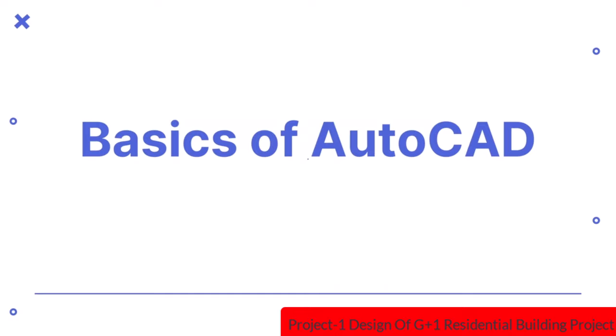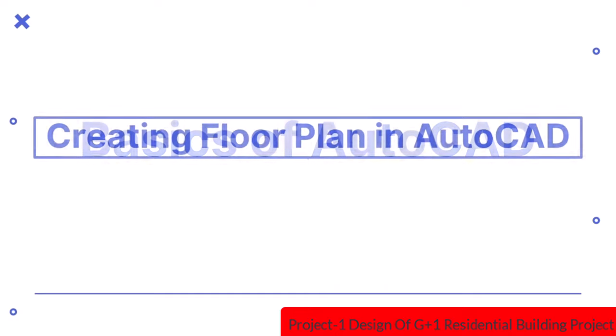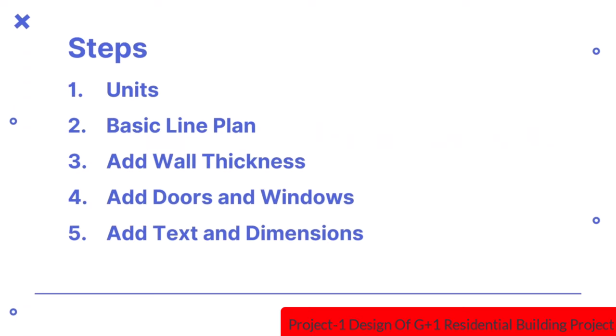Hello everyone. In this video, we will be learning about how to create a floor plan in AutoCAD for G+1 residential building. The steps we will be following are, first we will make sure that we are using the correct units, and then we'll create a basic line plan, add wall thickness to it, add doors and windows, and lastly add text and dimensions. So let's get started.